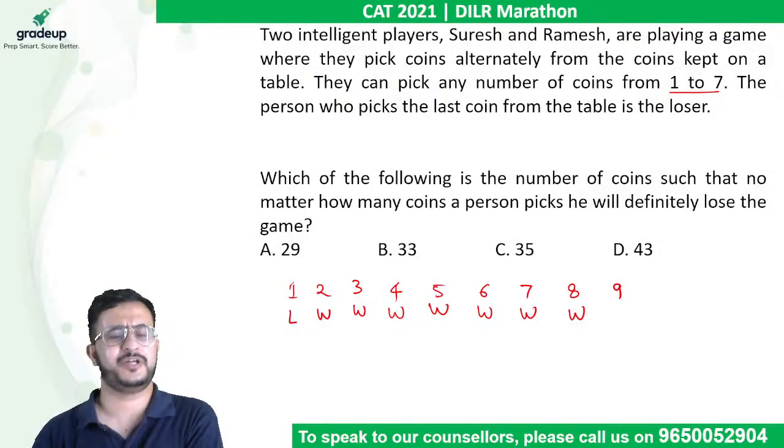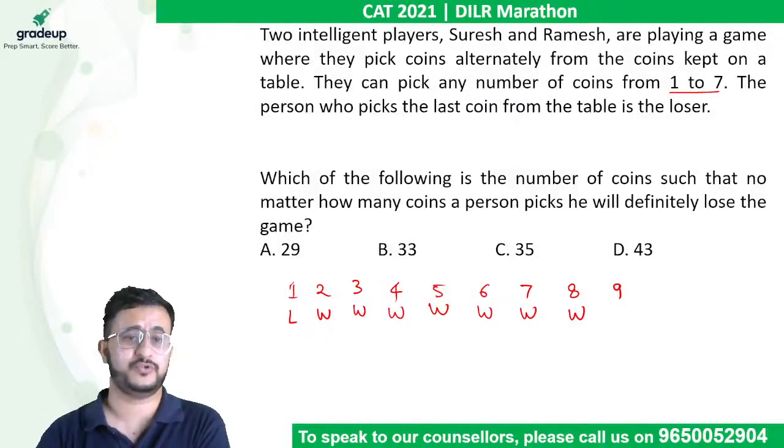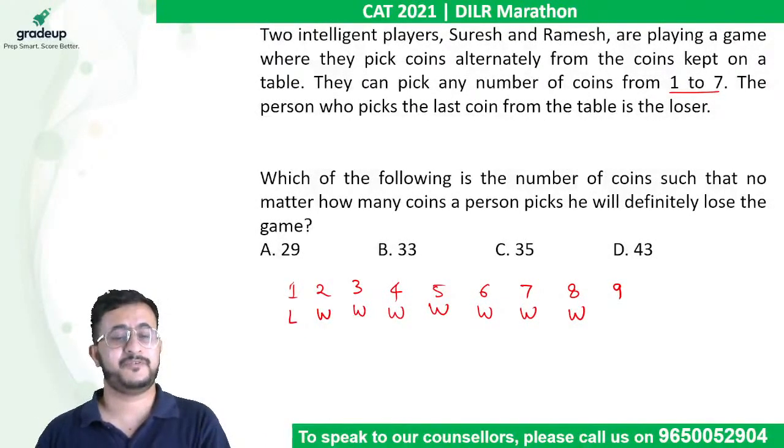What if there are 9 coins on the table? What will happen? Will I win the game or will I lose the game? If there are 9 coins on the table, will I win or will I lose? And why?